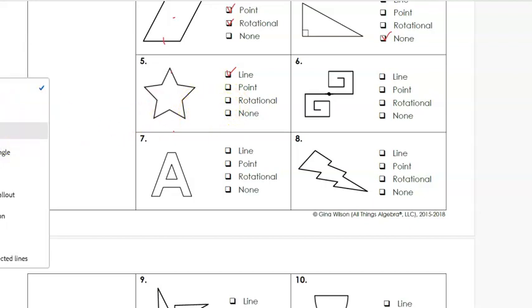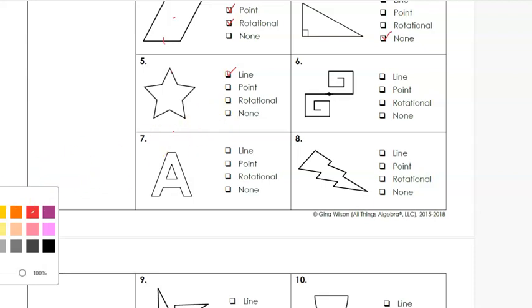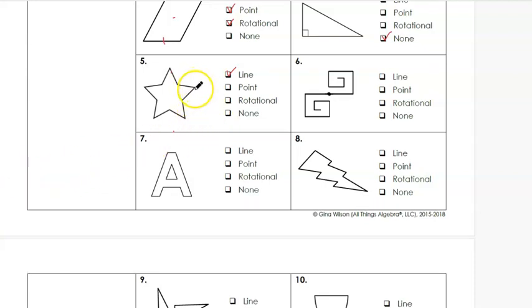But rotational symmetry exists because I could turn this, a 90-degree turn would basically move this vertex up to the top, or any degree measurement less than 360, I could turn, and it would put this vertex up in this position. So as long as it's anything less than 360, then it's got rotational symmetry. So there is a way to map this figure onto itself with a degree measurement less than 360. So number 5 would have line and rotational.